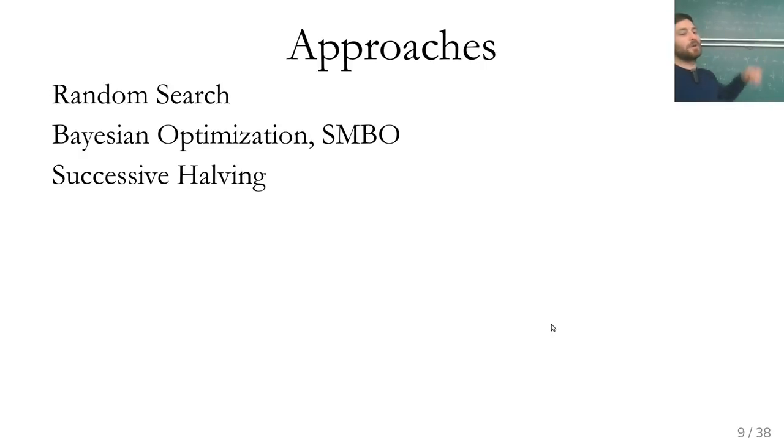And this is where the name Bayesian comes from, because these approaches require a probabilistic model of the data, so you have uncertainty over the function values for the function that you're approximating.